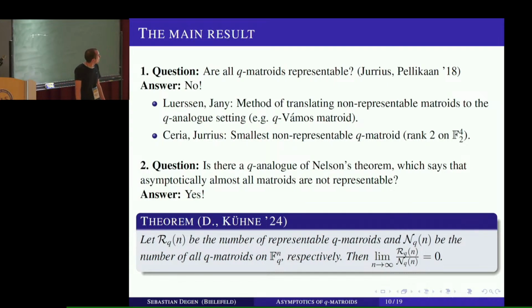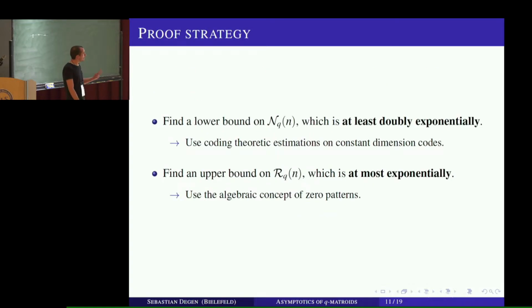Okay, and now I will present the proof strategy and then talk about the concepts we have to use for this strategy. There are two tasks. The first task is to find the lower bound of the number of all q-matroids, which is at least double exponential. We want to use a coding-theoretic concept named constant dimension codes for this. The second task is to find an upper bound on the number of all representable q-matroids, which is at most exponential. For this, we use the concept of zero patterns.